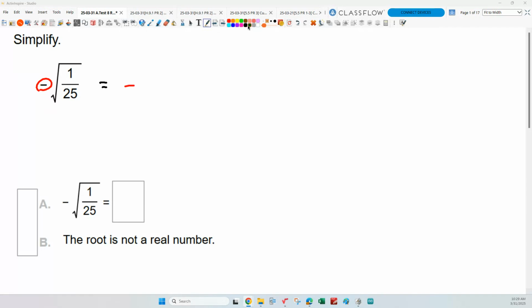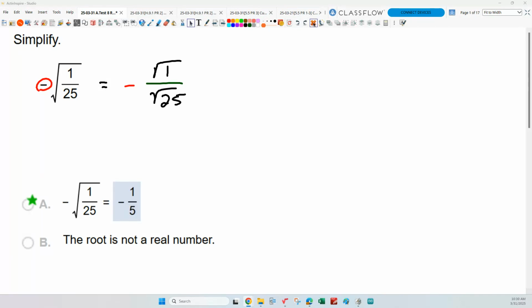It just stays there. And then we're going to break this up into separate square roots, square root of 1 over square root of 25, and those both simplify immediately. What's the square root of 1? 1. What's the square root of 25? 5. So we got it, right? What's our answer? Well, almost. -1/5. There you go. Yep. -1/5.